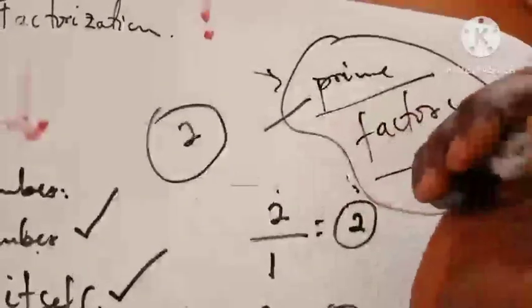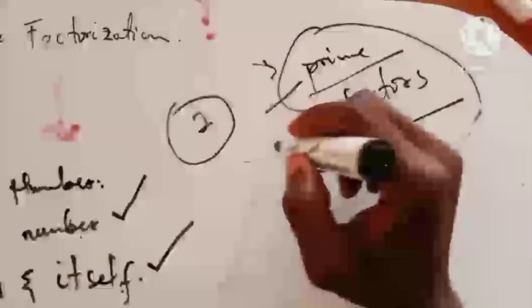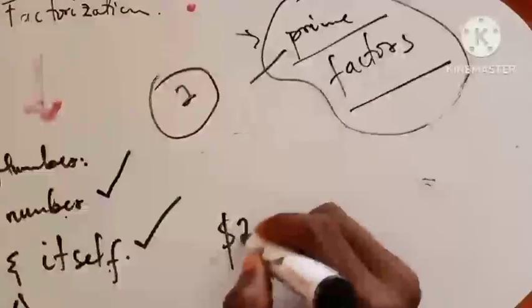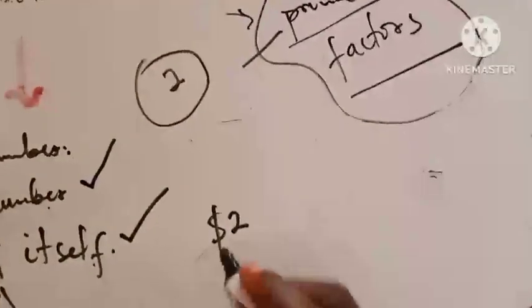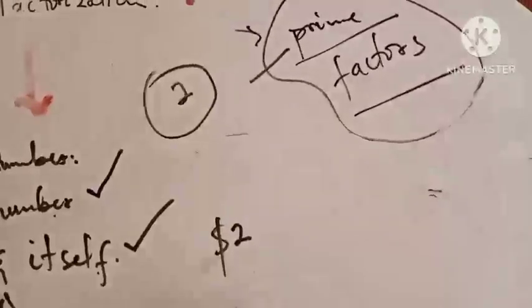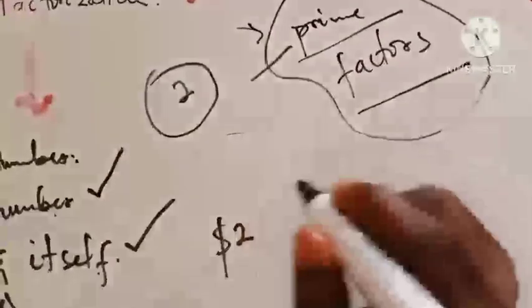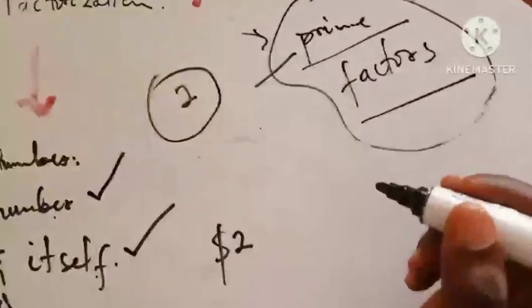So this is too technical. Let's understand it in this way. Finding the factors of any number is exactly what we are trying to do here. If you have $2 here, I want to find the factors of these $2. Which numbers am I going to multiply to have my $2? That is very simple and straightforward. Is that okay?